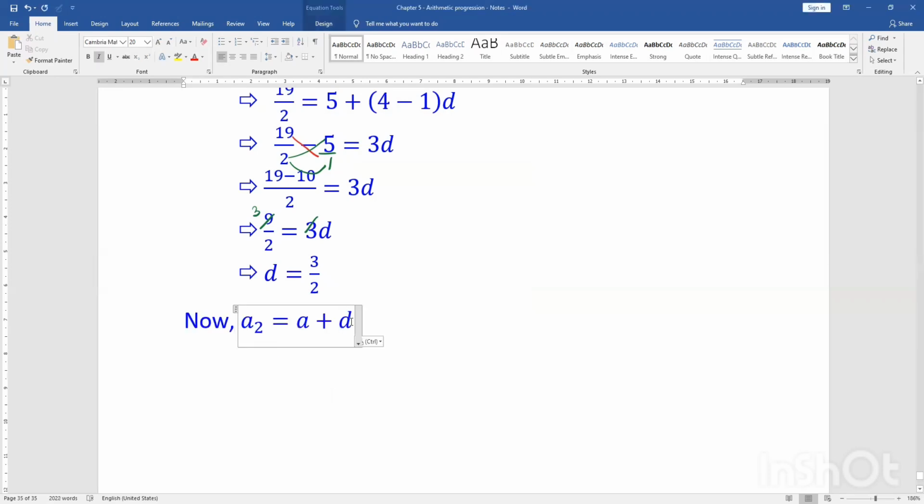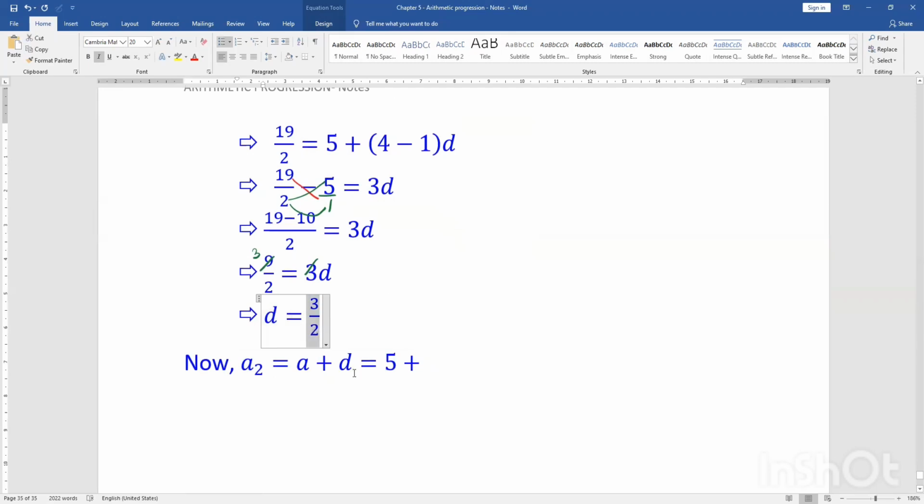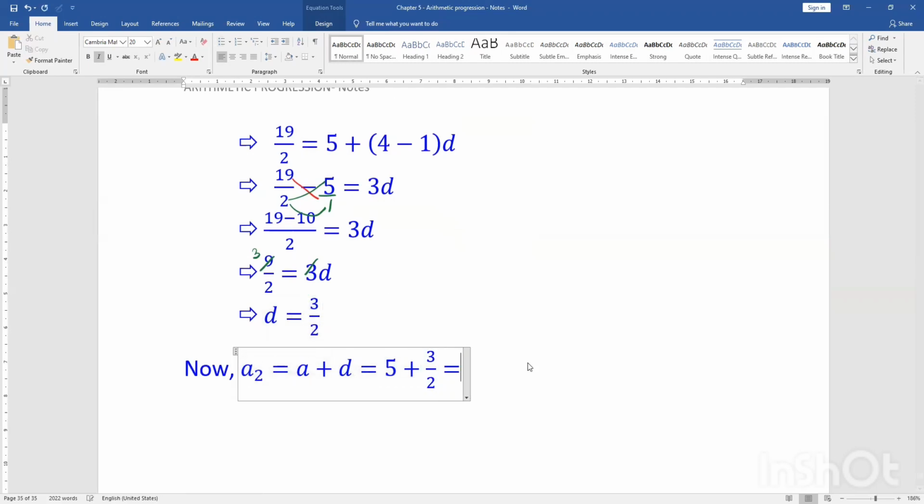So what is A2 now? A2 is nothing but A plus D, correct? That's the first term plus common difference. What is the value of A? A value is 5. 5 plus, what is D value? D value is 3 by 2. It's equal to. Now do the cross multiplication method to get the answer.